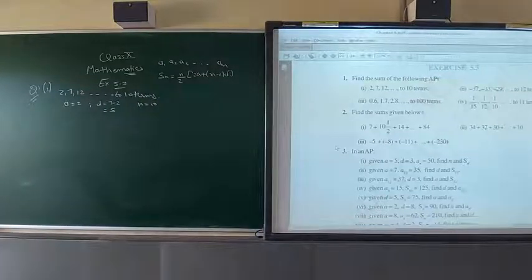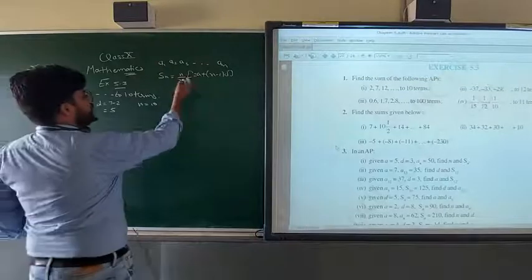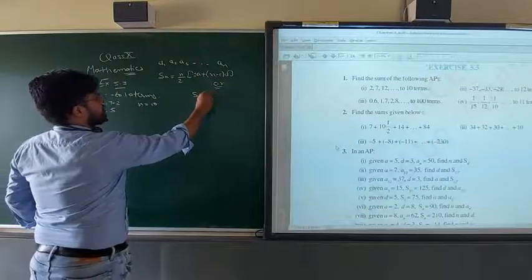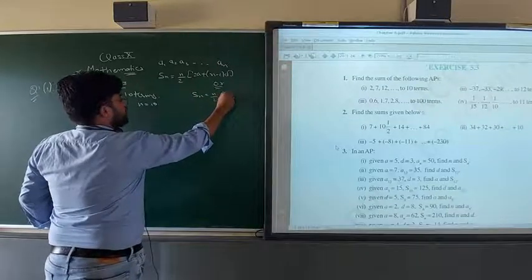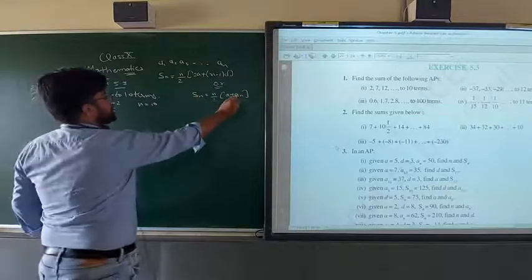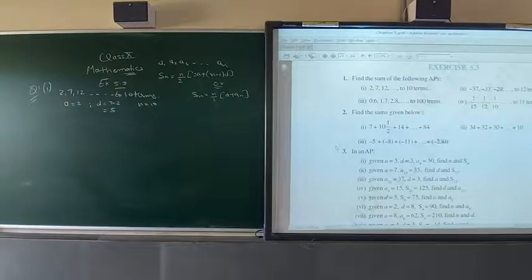One more formula is there that you can apply, depending on the question: Sn equals n upon 2 times (a plus an). This formula we use when the last term is given. In this question the last term is not given, only the number of terms is given.